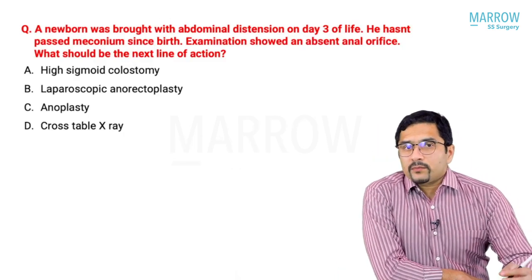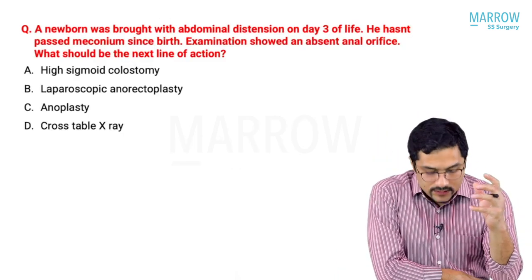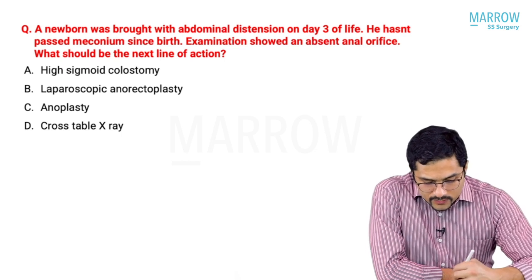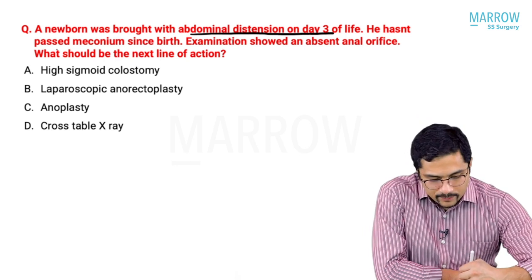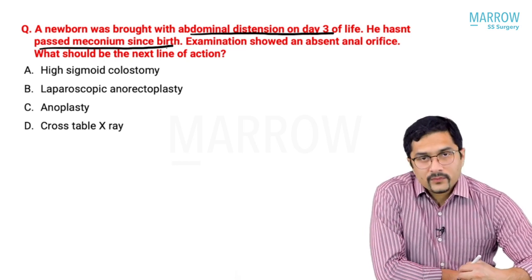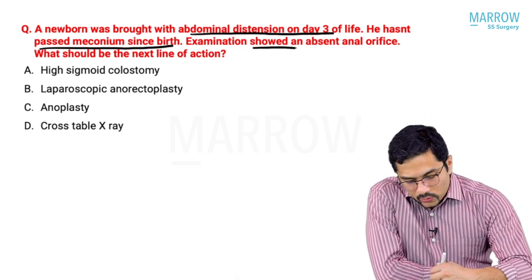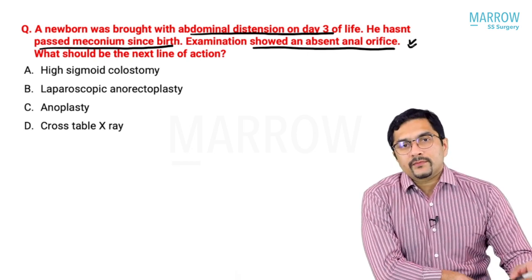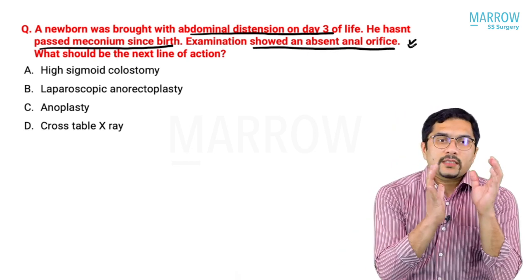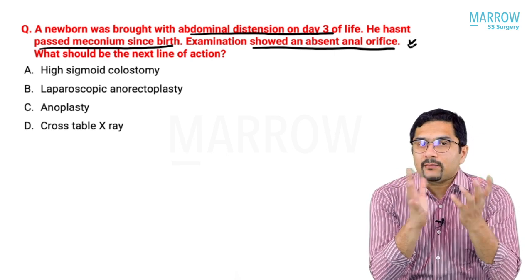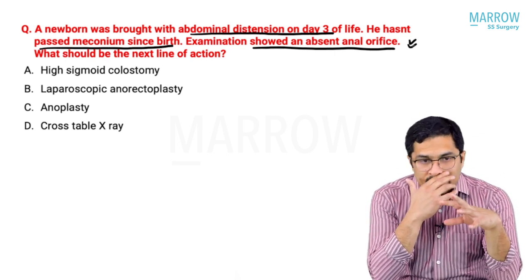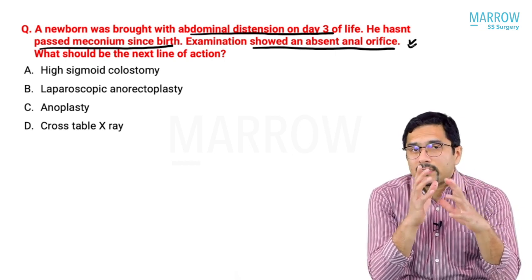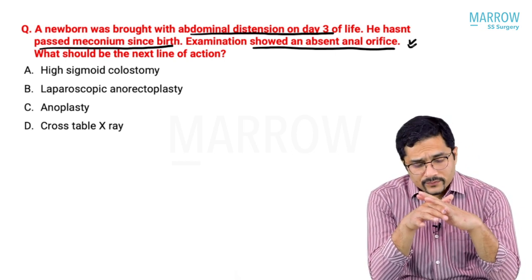There was another question related to anorectal malformations. A newborn was brought with abdominal distension on the 3rd day of life. He hasn't passed meconium since birth, and examination showed an absent anal orifice. Now, you usually know whenever the child is born, the pediatrician examines whether the anal opening is patent or not. In this case, it wasn't examined and there is an absent anal orifice.